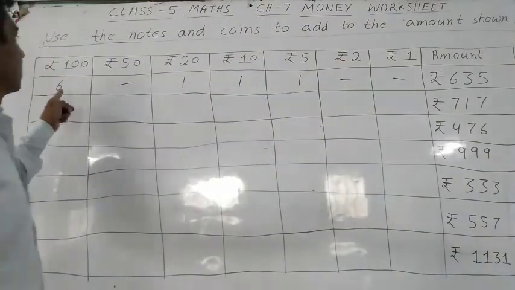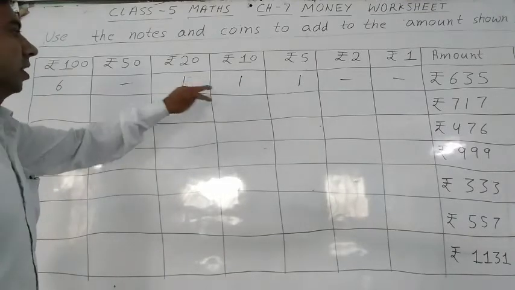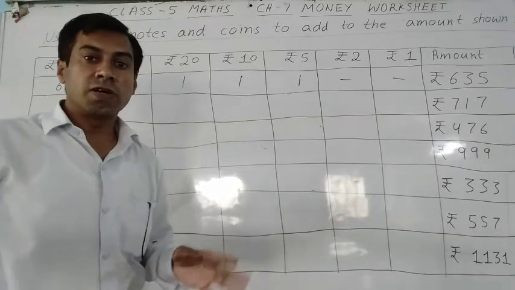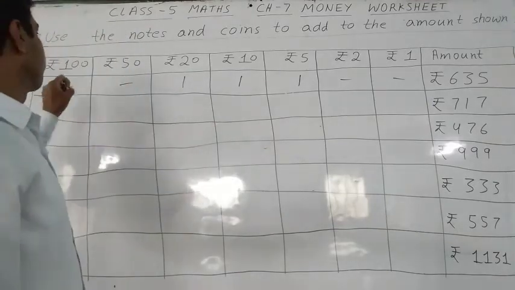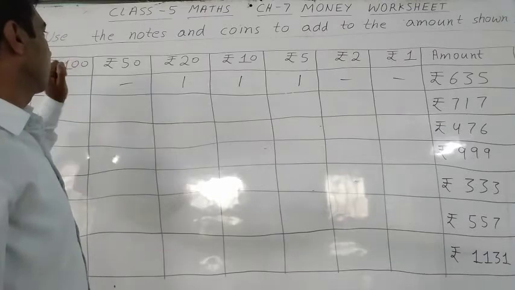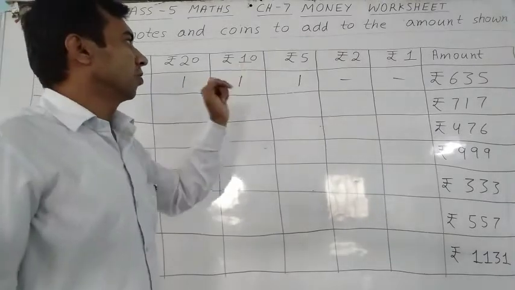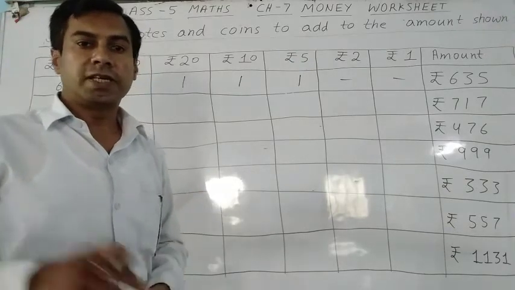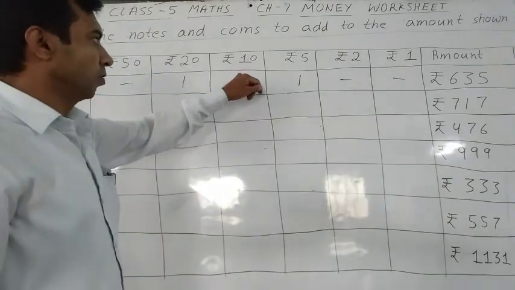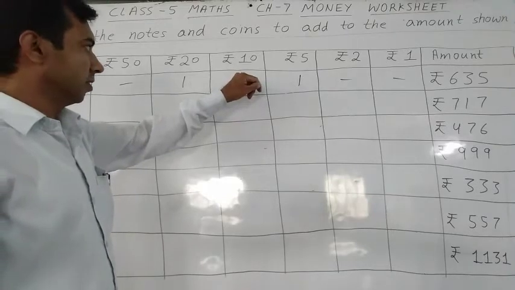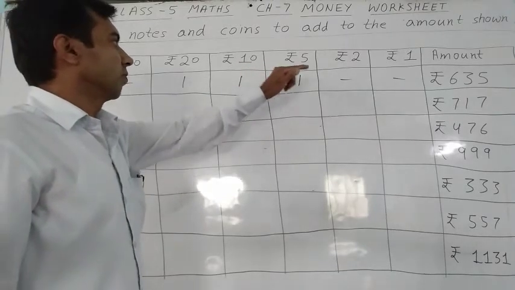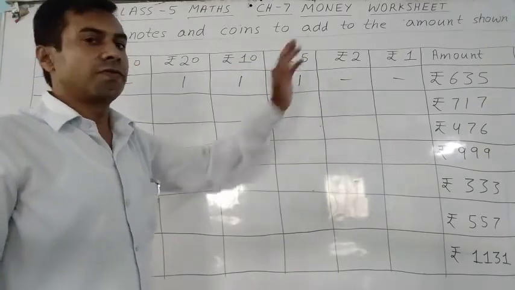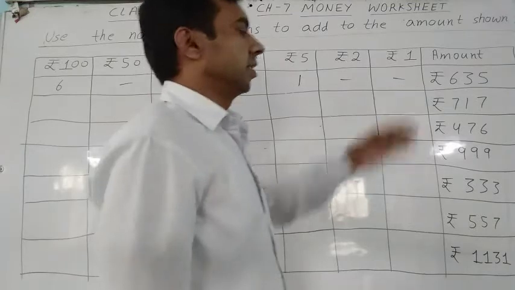See, 600 plus 20 plus 10 is 30, and 5, 635. Student, we can make 635 with 6 notes of 100 rupees, 3 notes of 10 rupees and 1 note of 5 rupees. In your worksheet, it is given like this only: 3 notes of 10 rupees he has taken and 1 note of 5 rupees. 10 into 3, 30, and 5 into 1, 5. So student, 635.